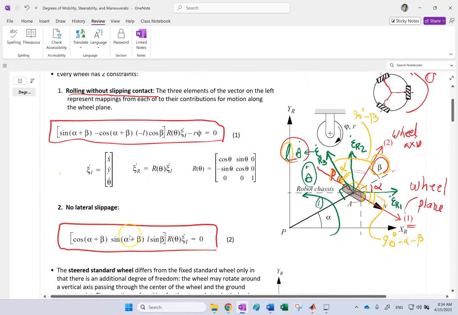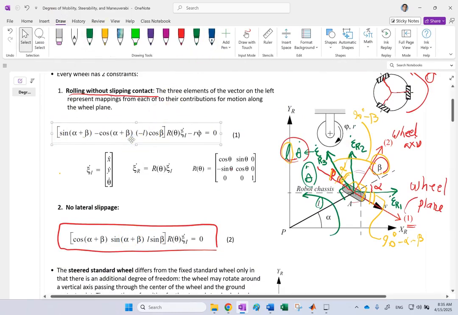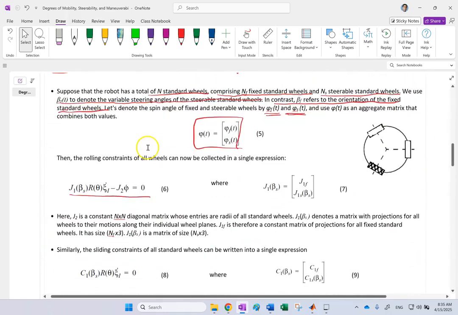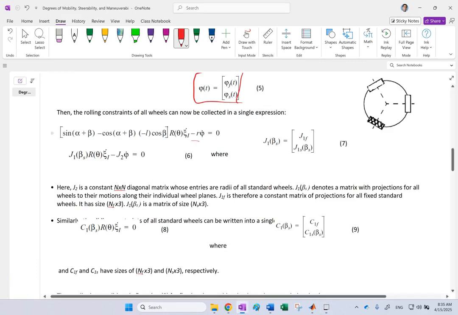For that, we need to compare it against equation 1. For simplicity, I'm going to copy this, and let's see if I can bring it down here, put it side by side with this so we can compare, and see where equation 6 is coming from. So what do we have? This is the equation I have for the fixed wheels and the steerable wheels.